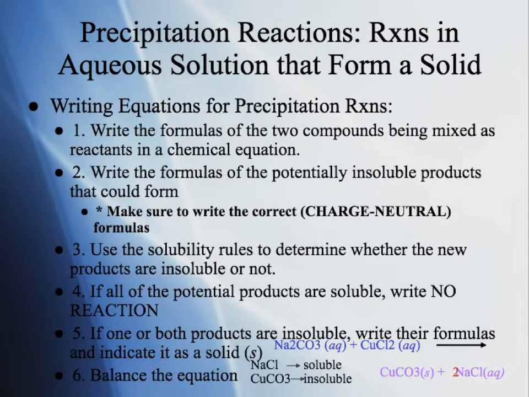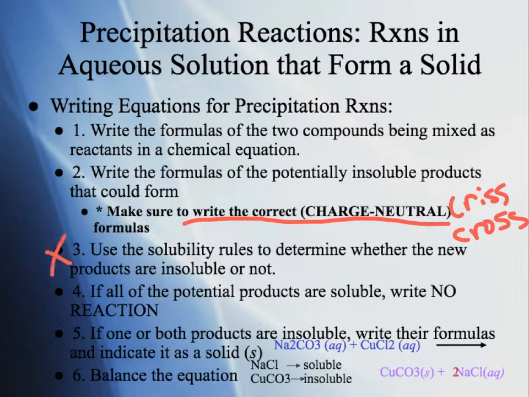All right, so let's take a look at writing equations for precipitation reactions. There are a couple of steps we need to take. First, we write the formulas of the two compounds being mixed as reactants in a chemical reaction. Then we write the formulas of the potentially insoluble products that could form. Make sure that you write the correct, charge-neutral formulas, which basically means to crisscross those charges to make sure that whatever chemical formula you end with is a neutral substance. Then you're not done there.